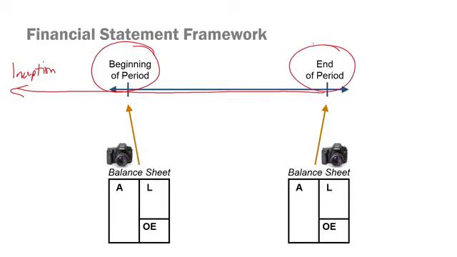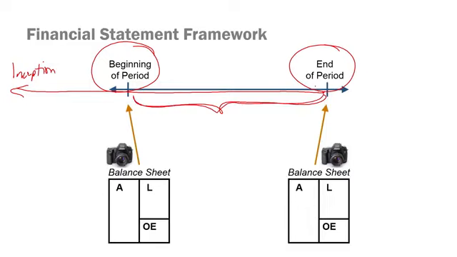Now, because one of these is at the beginning of the period and one of these is at the end of the period, we would expect them to look different because time has passed here. So clearly, the balances in some of these accounts, or the financial position of the company, will have changed over this particular period of time.